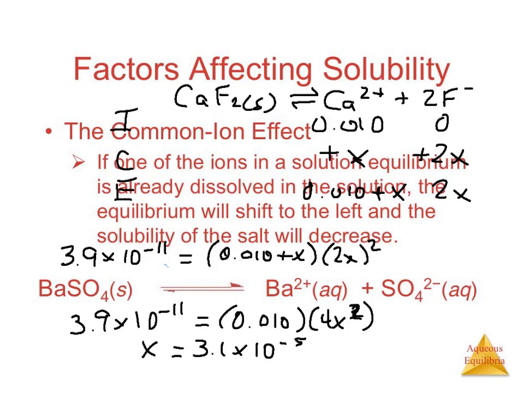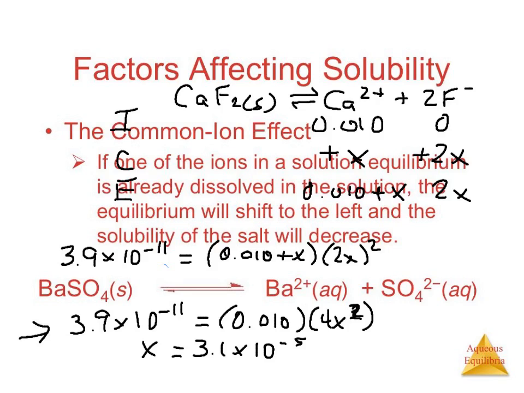What you're going to notice here is that if we were just doing this normally without the 0.010 in there, you'd actually end up with a higher value for the solubility of the CaF2 than you end up with here. Because if you just did it without the 0.010 in there, what you'd end up with is 4x cubed, right? So we'd end up taking the cube root of this 3.9 times 10 to the negative 11th, which is going to make it quite a bit higher number.